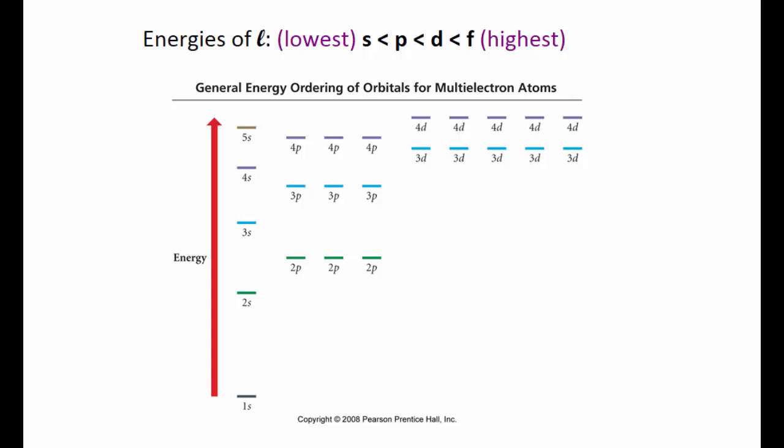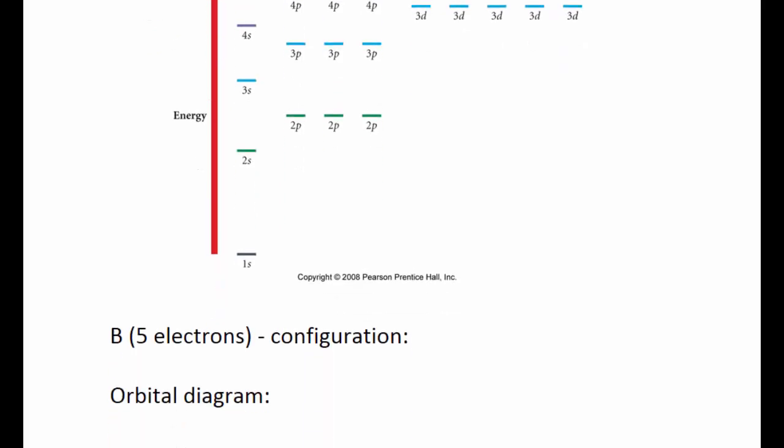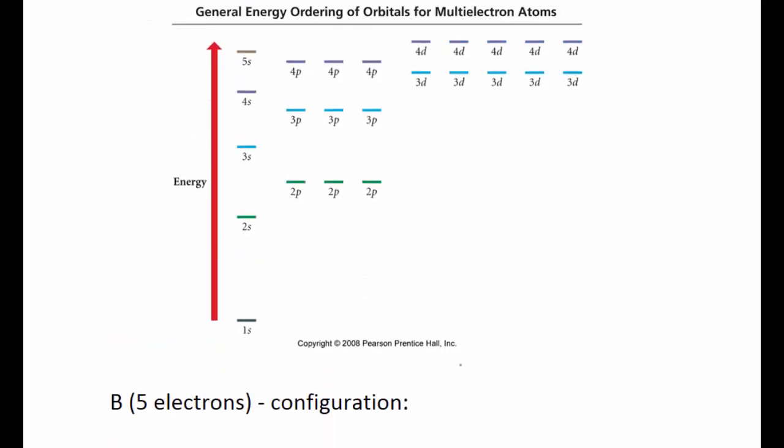So just like we guessed for beryllium, 2 electrons would go in 1s, and then 2 electrons would go in 2s, because that's the next highest in energy. Boron with 5 electrons would be 1s2, 2s2. Then what's the next highest in energy, based on our little chart here? 2p. Yeah, it'd be 2p1.